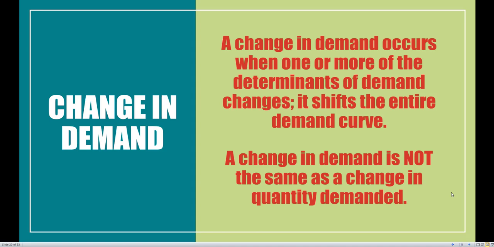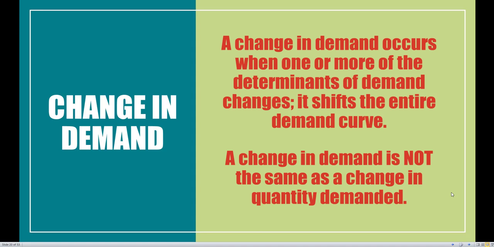So everything that we did in the previous video is considered a change in demand. When we talk about these non-price determinants, so tastes and preferences, changes in your income, changes in the prices of related goods, the number of buyers, expectations, these are all considered non-price determinants, and it's going to shift our entire demand curve to the right or to the left, depending on the specific shock we're introducing.